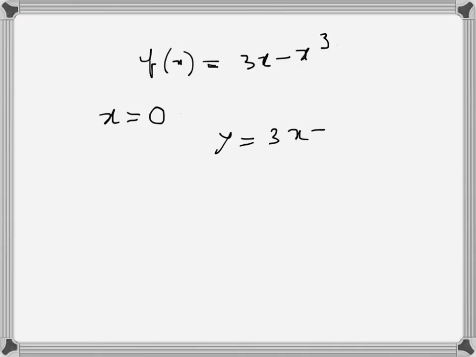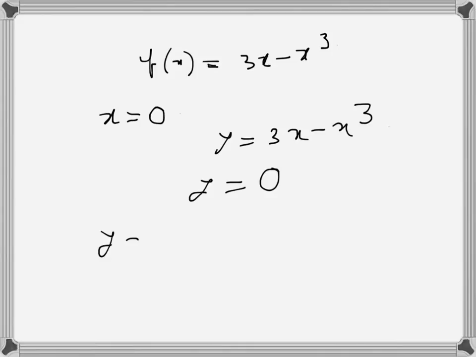A function is given, f(x) is equal to 3x minus x cube. We need to draw the curve. So first we will try to find the x and y intercepts. In order to do that, let's say when x is equal to 0, what is the value of y? The function is basically y is equal to 3x minus x cube. So when x is equal to 0, we can see y becomes 0. That means it cuts the y-axis at 0.